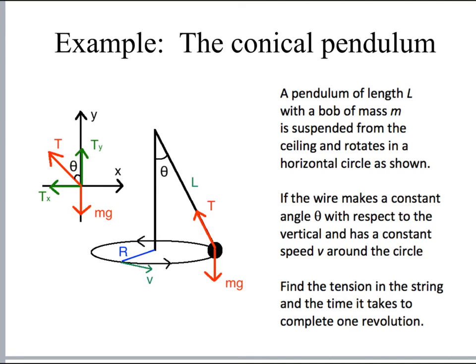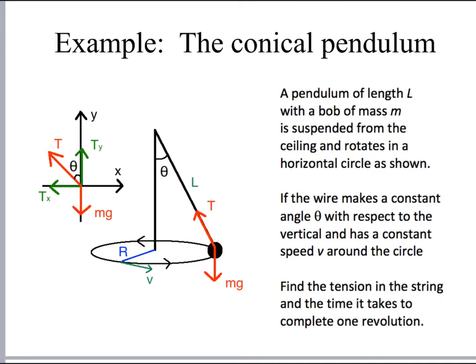The length of wire for the pendulum makes a constant angle theta with respect to the pole or the vertical axis, and it has a constant speed v around the circle. So let's look at the picture here. We've got the radius of the circle that's being traced out, and the velocity is tangent to the circle, and so that's going to be given by that. And the v, of course, represents the speed, which is constant.